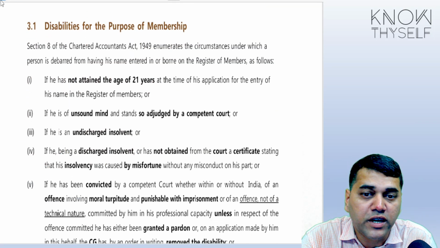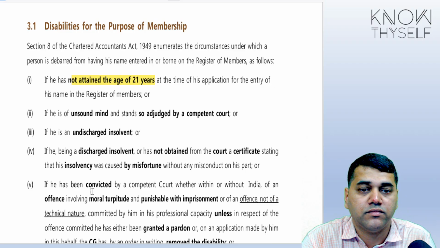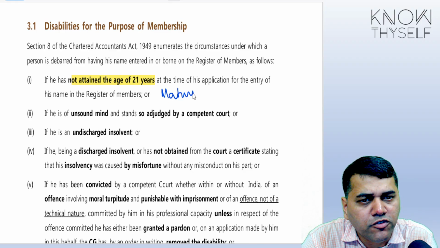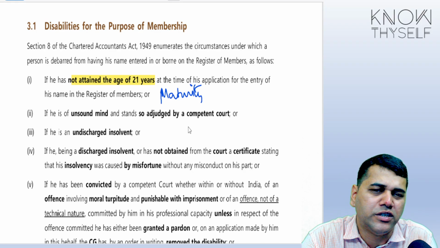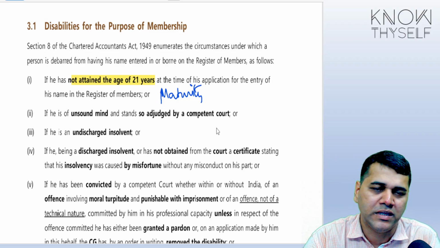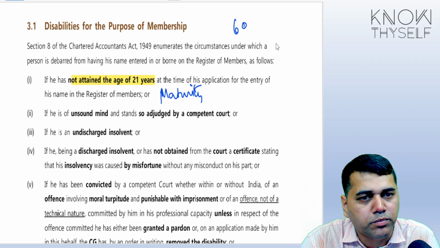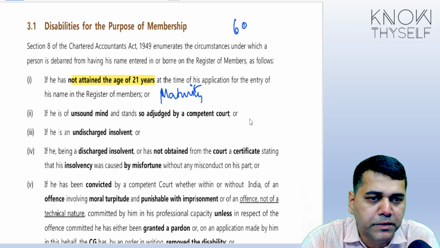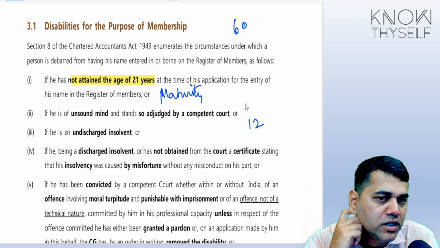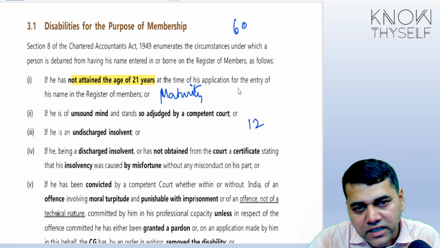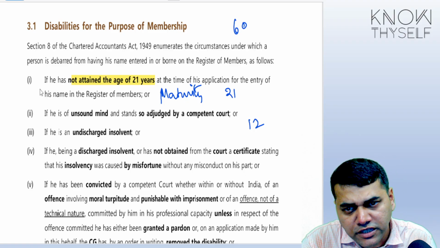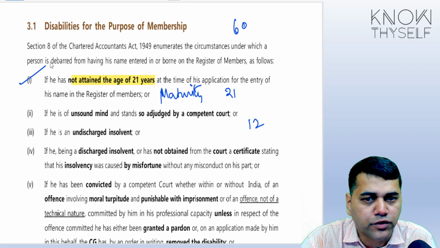One, if he has not attained the age of 21 years. Why? Because ICAI considers this the period of maturity. ICAI feels that at 20 years, they are not much mature. Somebody may be 60 and still not mature, and people like Shankaracharya showed a high level of maturity at the age of 12, but that is a different story. If we go to the statistics, generally after 21 years you become much more mature. That's why they have put this restriction that you have to attain the age of 21 years.